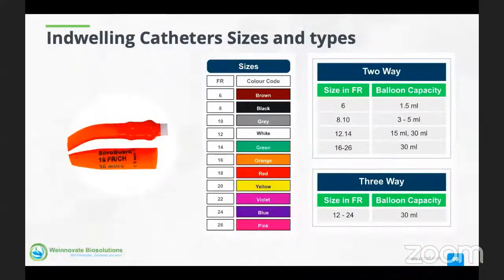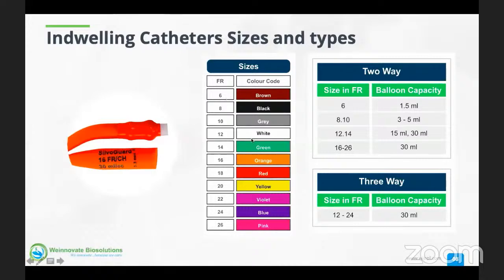So there are different sizes of indwelling catheters. Now, when we talk about sizes of indwelling catheter, they are actually measured in French sizes. So French size is nothing but a unit to measure the internal diameter of the catheter. And one French is equivalent to 0.33 millimeters in diameter. So for example, if you have an 18 French catheter, that means the catheter's internal diameter is 6 mm. The smaller the number, the smaller the internal diameter, as simple as that.